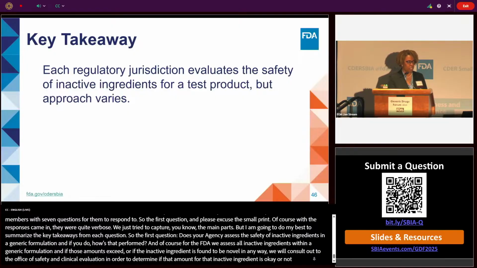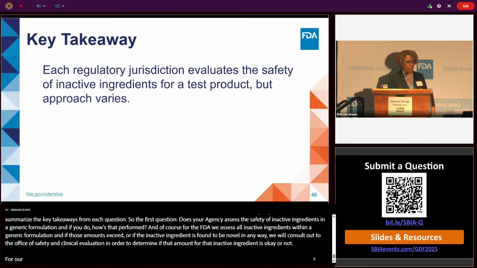For our generic cluster members, pretty much each regulatory jurisdiction, of course, evaluates the safety of inactive ingredients for a test product, but the approach varies.